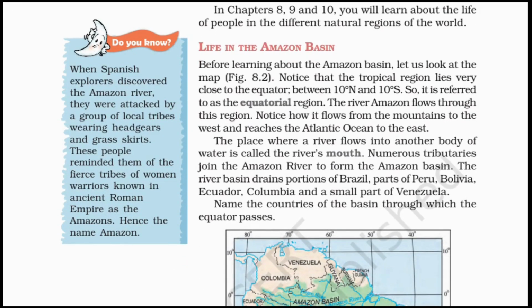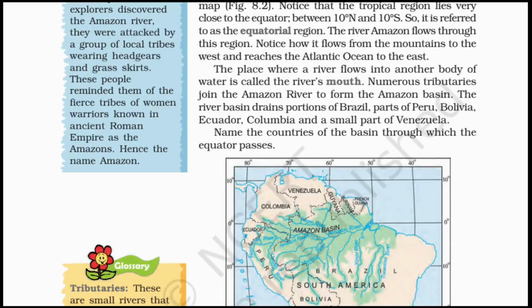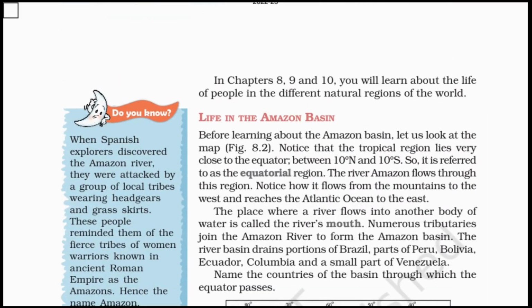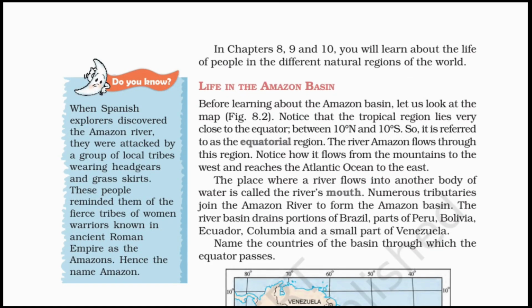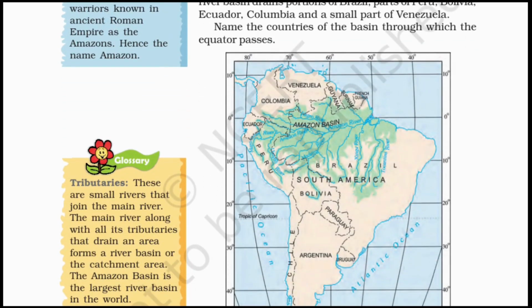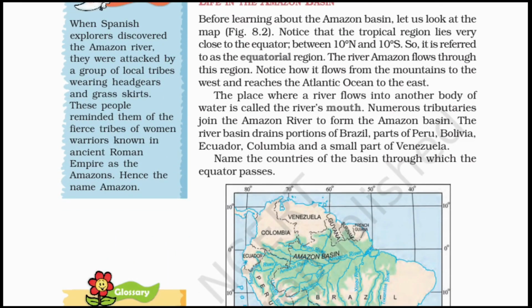Life in the Amazon basin. Before learning about the Amazon basin, let us look at the map. See here, you can locate the Amazon basin in the green, right? Notice that the tropical region lies very close to the equator between 10° north and 10° south. Here you can see 10° north and 10° south. So it is referred to as the equatorial region.